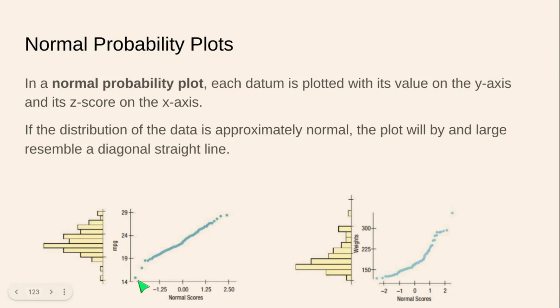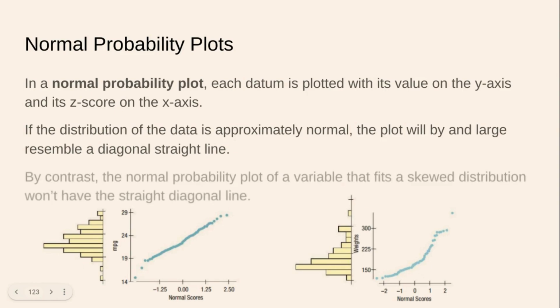Yeah, there are some stragglers over here, some interesting characters over here. By and large, it's a straight line that really bulks up in the middle because our data bulk up in the middle. However, the normal probability plot of a variable that fits a skewed distribution won't have that straight diagonal line. So again, we have our histogram that is obviously right skew, and we have our normal probability plot that says just as much. The data appear to be bulked on the lower end, just as we expect from our distribution here.